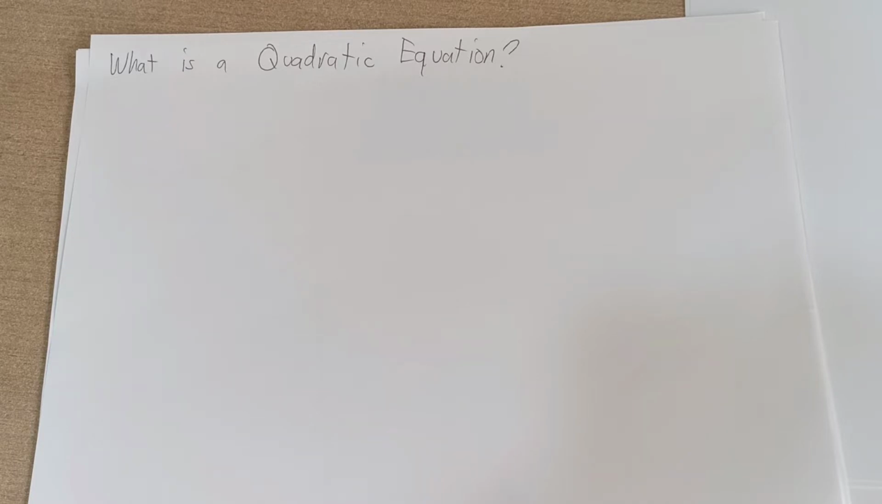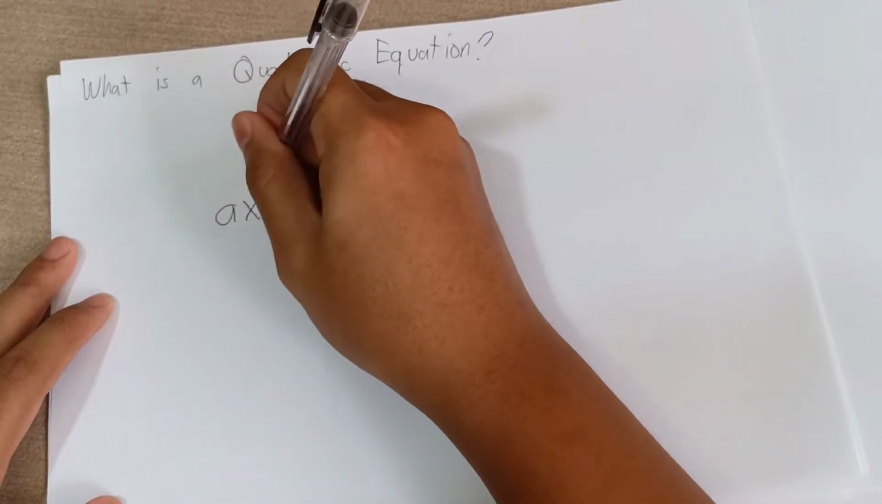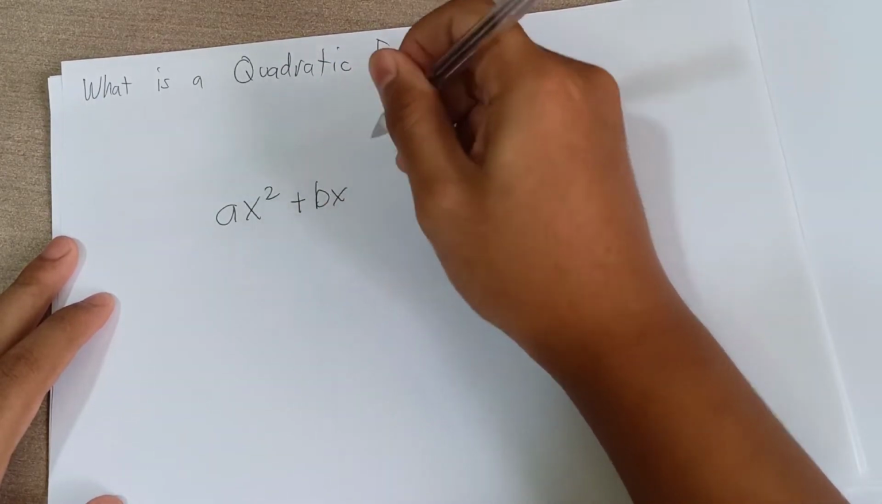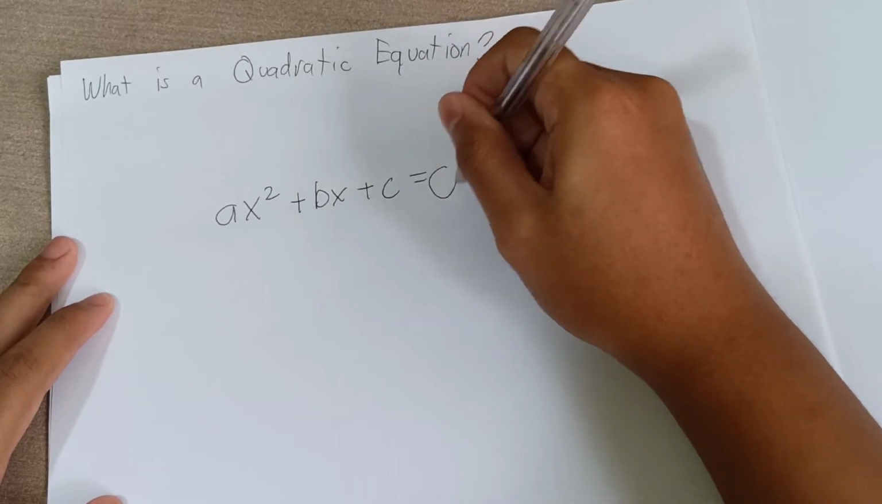First of all, what is a quadratic equation? A quadratic equation is an algebraic expression of the second degree in x. The standard form of a quadratic equation is ax squared plus bx plus c equals 0.